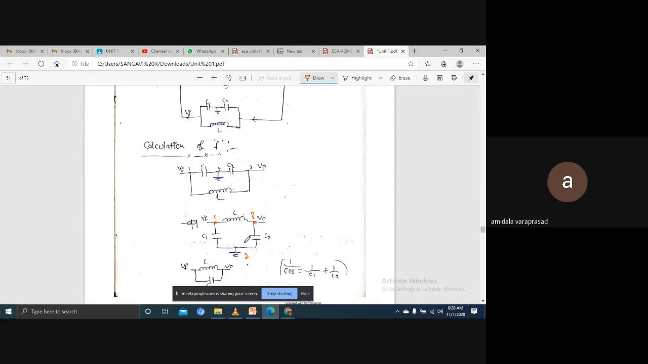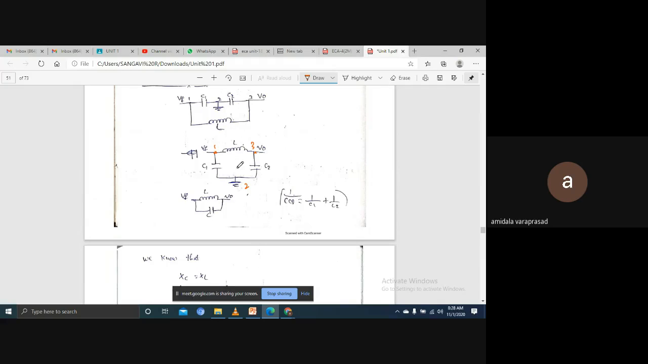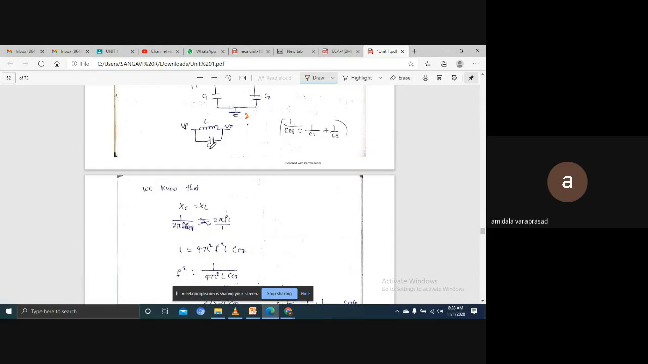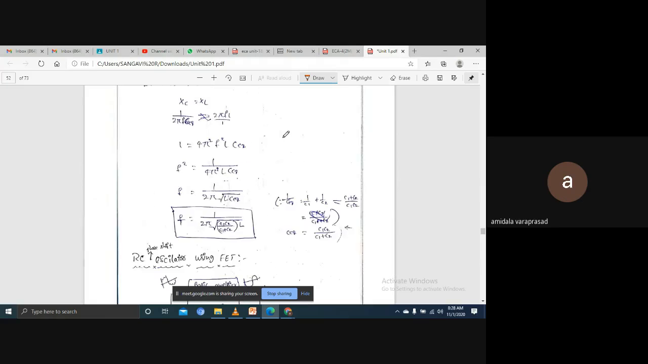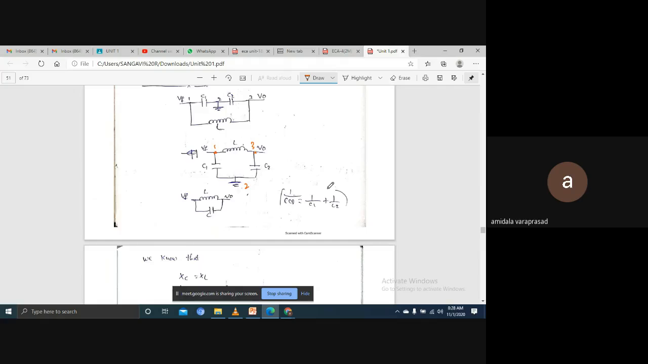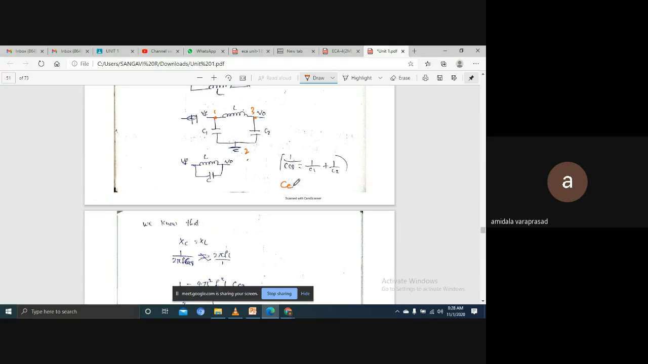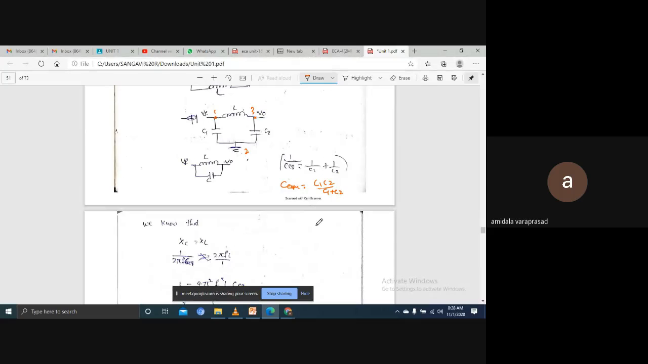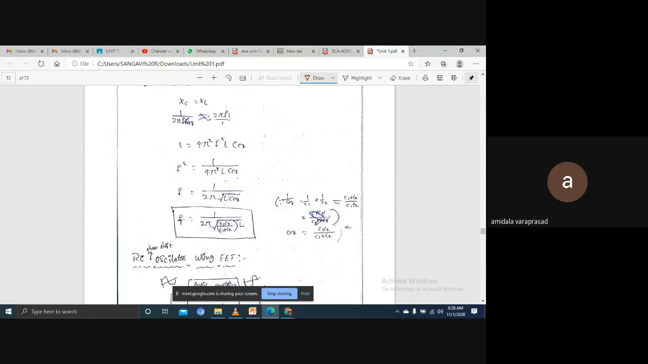Now I change the circuit. Here the capacitors are both in series. When in series, we know 1 by C equivalent is equal to 1 by C1 plus 1 by C2. That is C equivalent. What is C equivalent equal to? I can write C1 C2 by C1 plus C2. I can write it in this fashion also. C equivalent is C1 C2 by C1 plus C2.